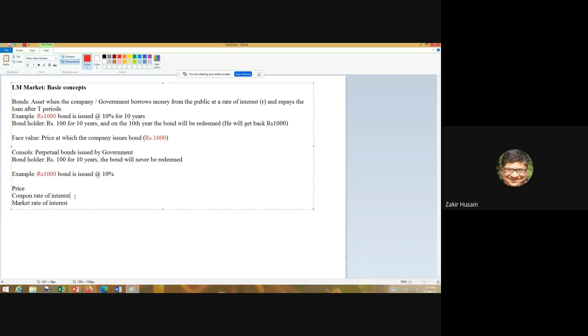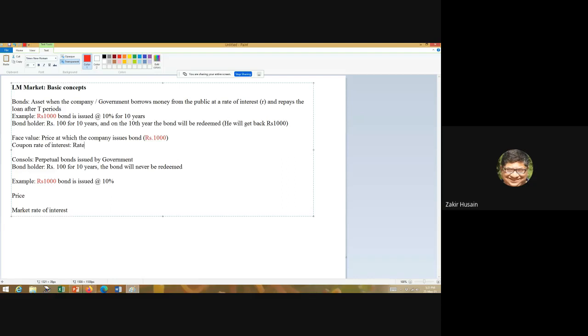Now, the coupon rate of interest. Just as you have the face value, you have a coupon rate of interest. This is the rate of interest which is given in the bond. Now what can actually happen is that, let us say in 2020, the government has issued a bond of this amount. Exactly why, we are going to discuss later on.